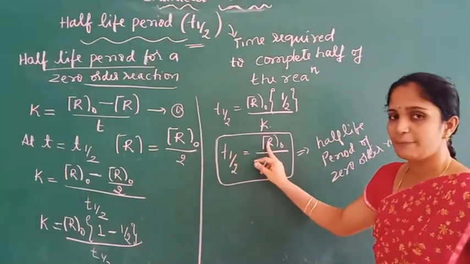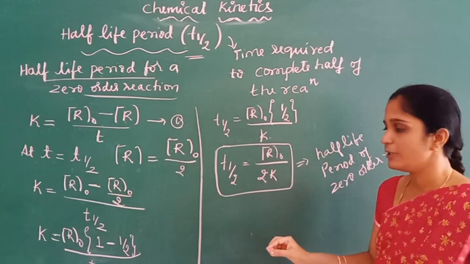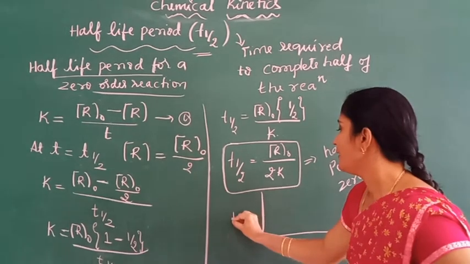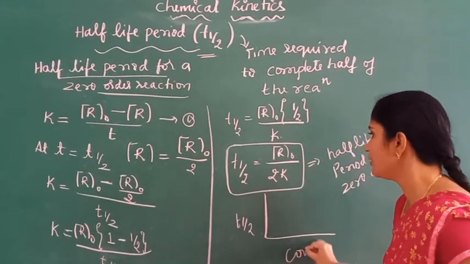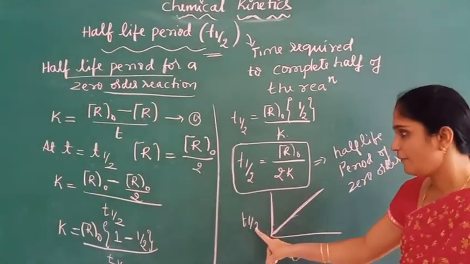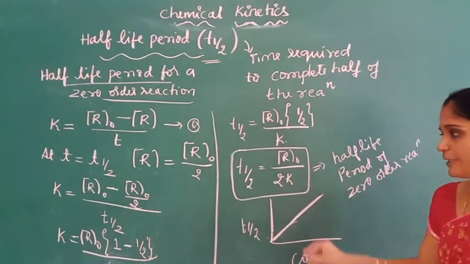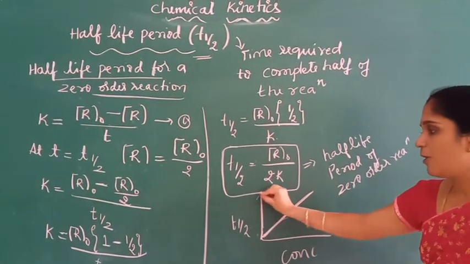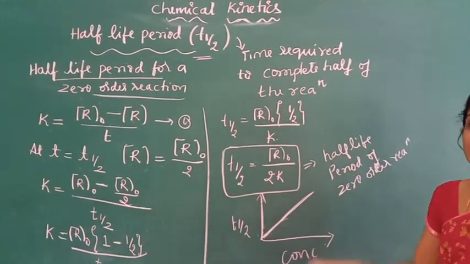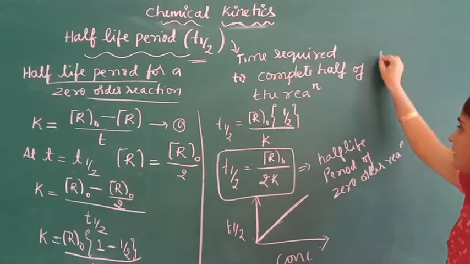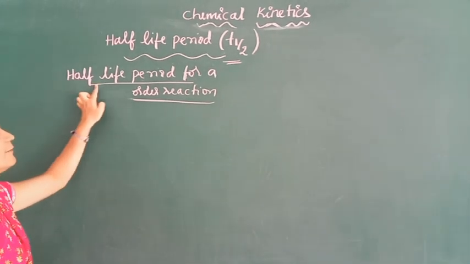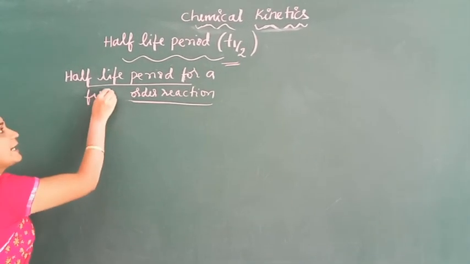Here half-life is directly proportional to the initial concentration. So if we plot half-life versus concentration, we get a straight line passing through the origin. So this is the expression for half-life period for a zero order reaction. Next, now coming to the half-life period for a first order reaction.